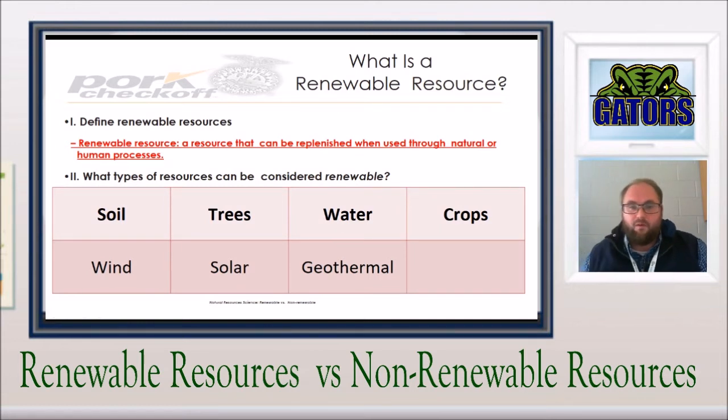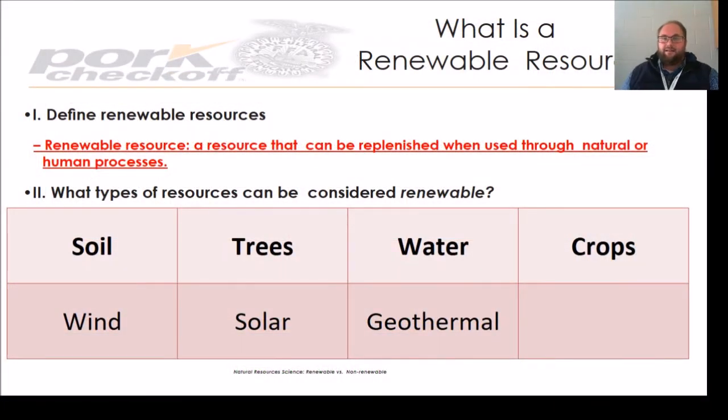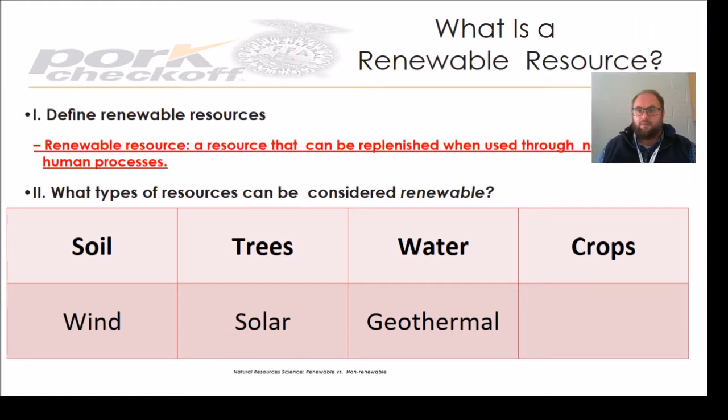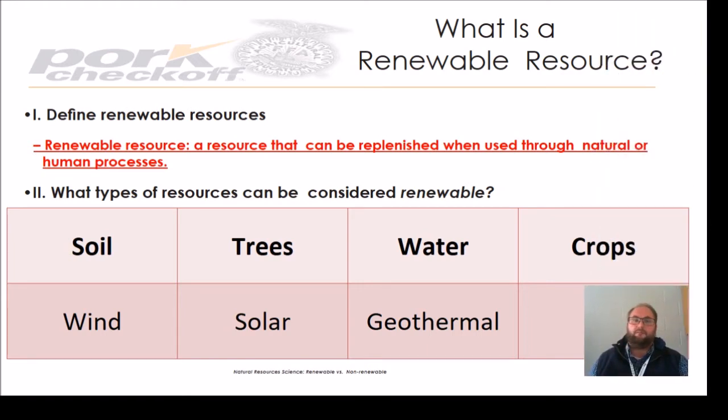You may want to write down this definition. A renewable resource is a resource that can be replenished when used through natural or human processes. We can get the resource back, okay? Renewable natural resources are things that humanity can use and bring back. There's no danger of running out.